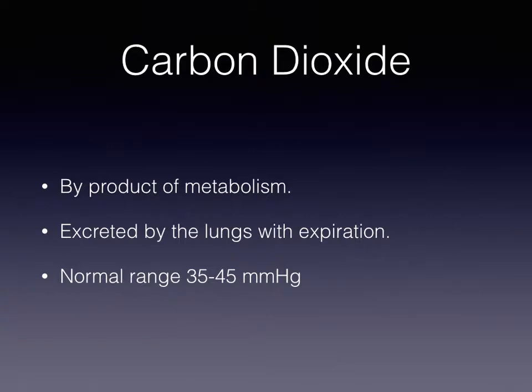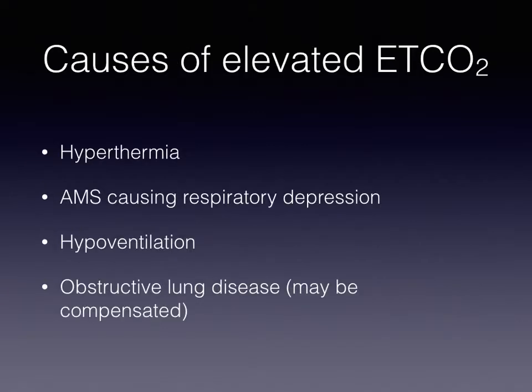The normal range of carbon dioxide in the blood is 35 to 45 millimeters of mercury. The normal range of exhaled carbon dioxide, the end-tidal CO2, is 35 to 45 millimeters of mercury.